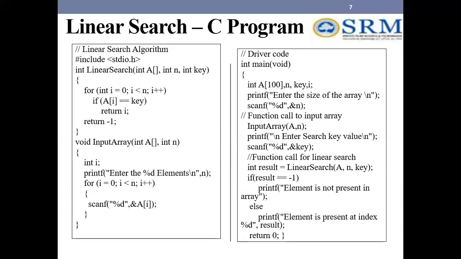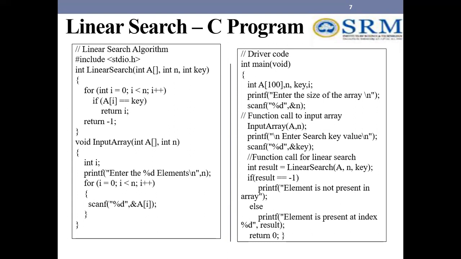Now see how the algorithm is implemented in the C language. That is the linear search C program. In the second part, we have the main code, the driver code, int main. So int a of 100, the input is a and key, n is the size of the array, and i is the index variable. First, we get the size of the array n, and the input array function will be called.